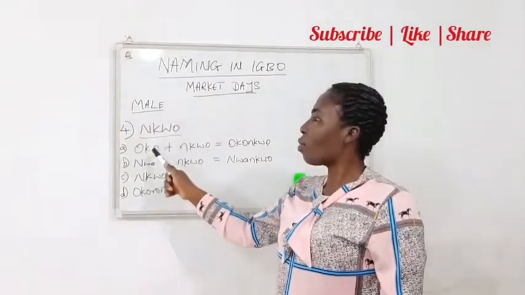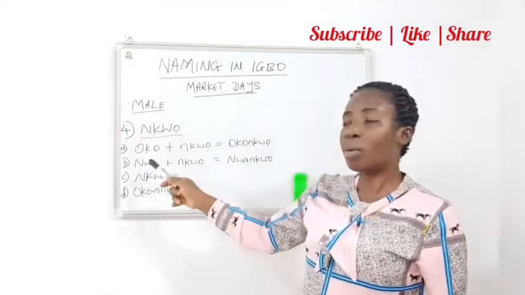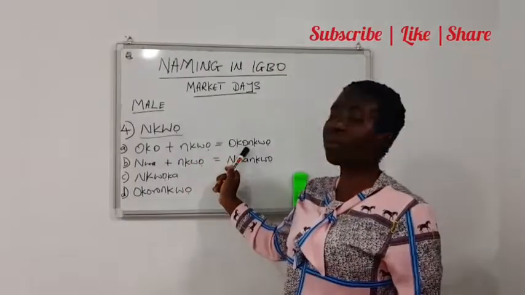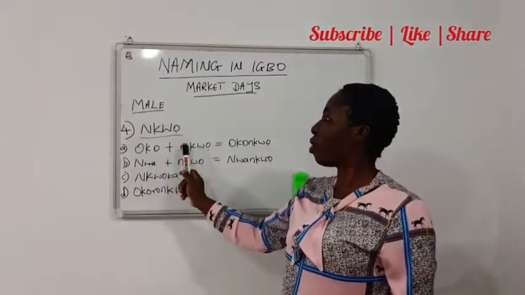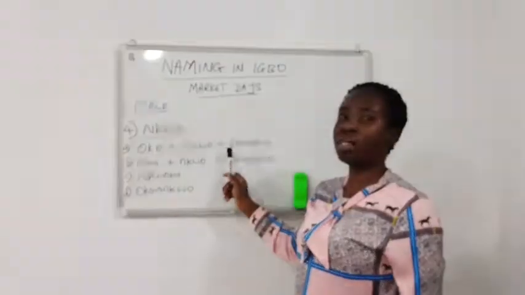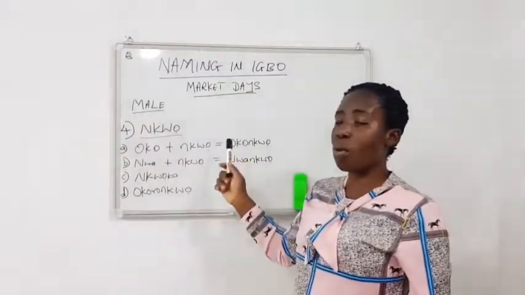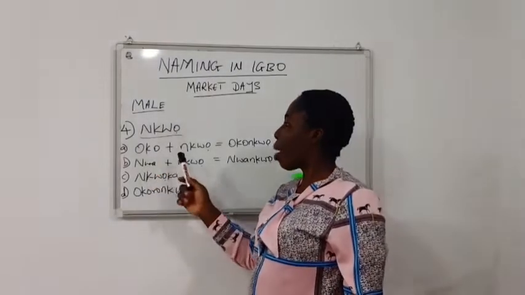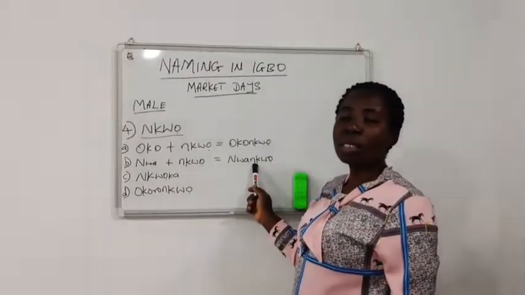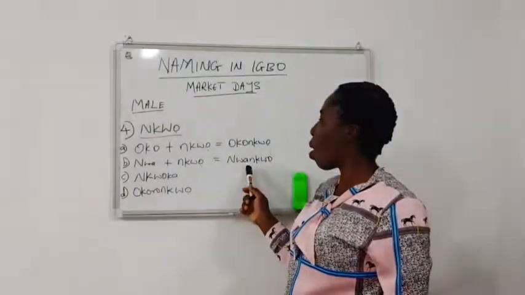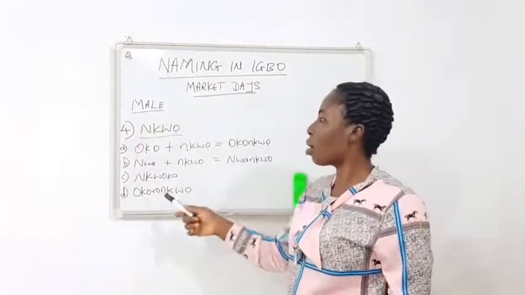Now, remember I've been talking of vowel assimilation. Here we don't have two vowels together, so that is why you see that the O is retained. So we have Okonkwo. Nwa plus Nkwo gives us Nwankwo.